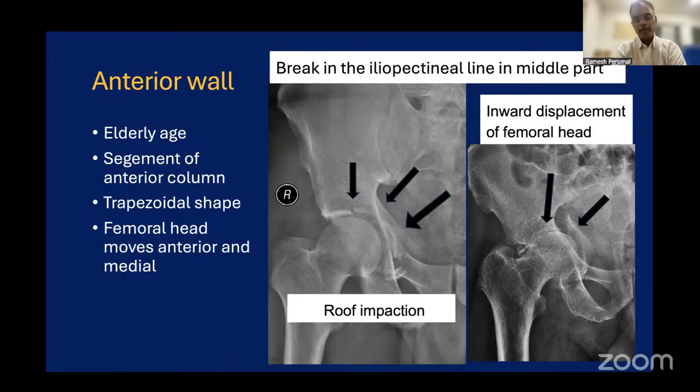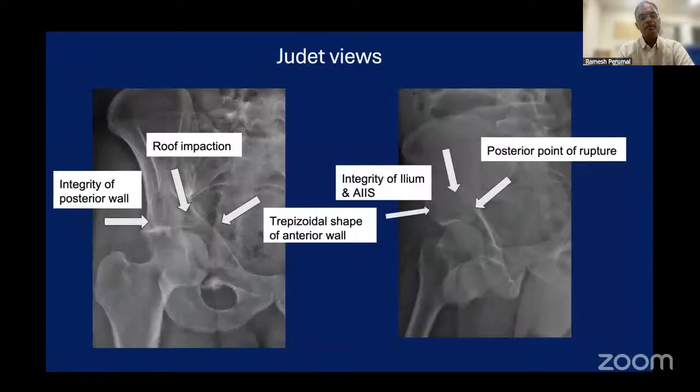The findings of anterior wall fractures are, many times, inward displacement of the femoral head. You can also see a roof impaction, and displacement of the middle part of the iliopectineal line. Here you can see the same patient on the Judet views, where you can see the lifting of the anterior wall fracture. The trapezoidal shape of the anterior wall is getting lifted up, and there is also a roof impaction.